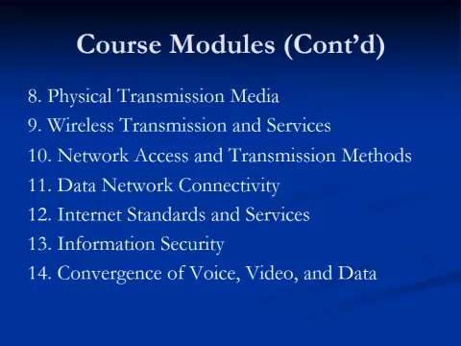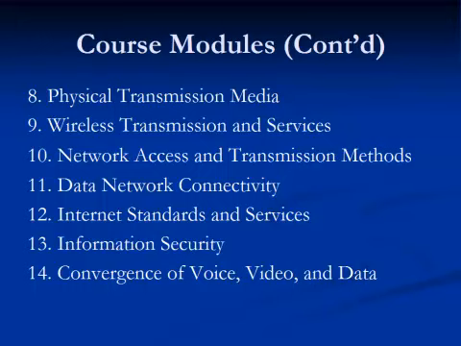Network access and transmission methods explains data network topologies and network access methods such as Ethernet and ATM. It also describes T-carriers, DSL, and ISDN that can be used for both data and voice communications. In Module 11, Data Network Connectivity, we examine the components that allow computers, IP telephones, and other devices to communicate across a data network.